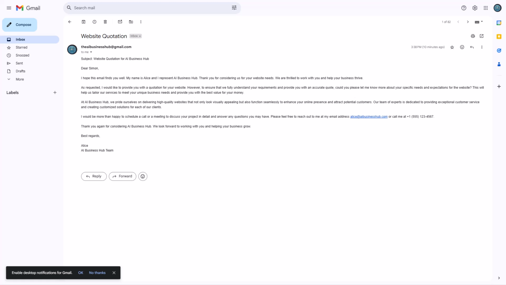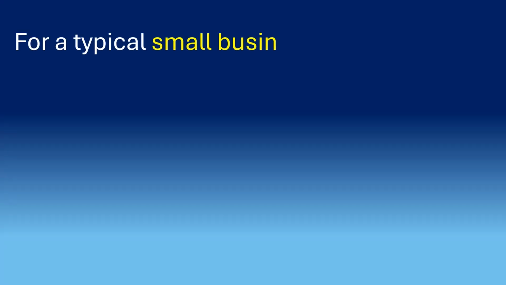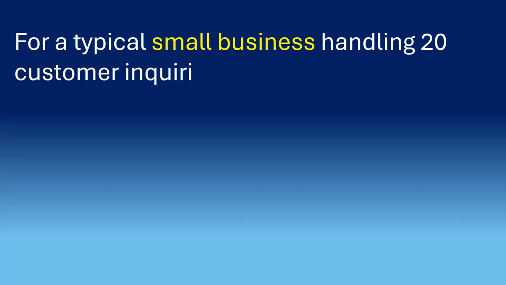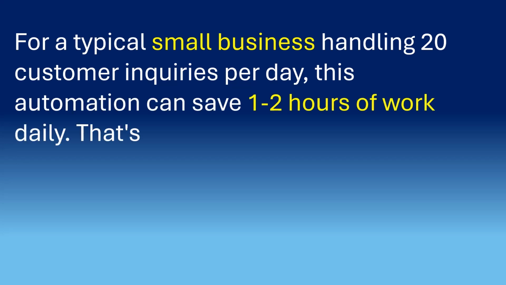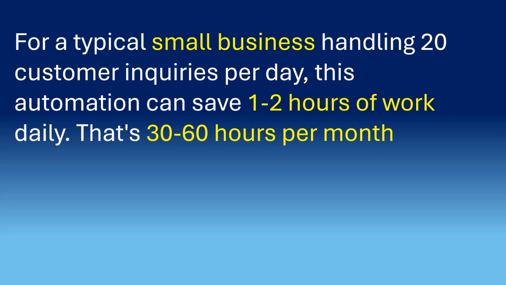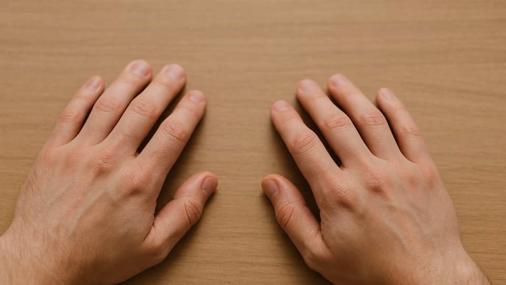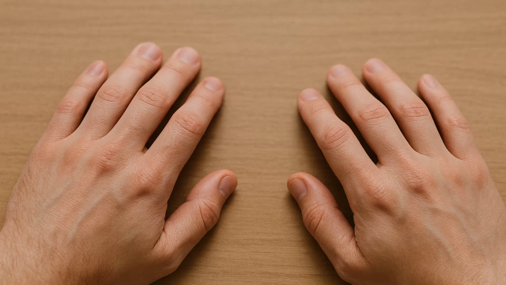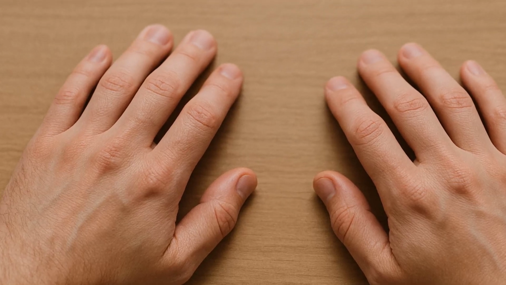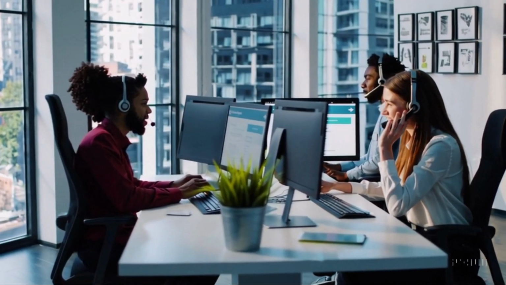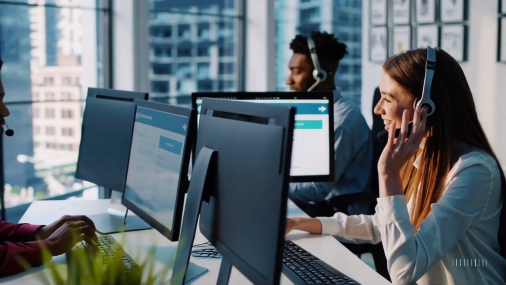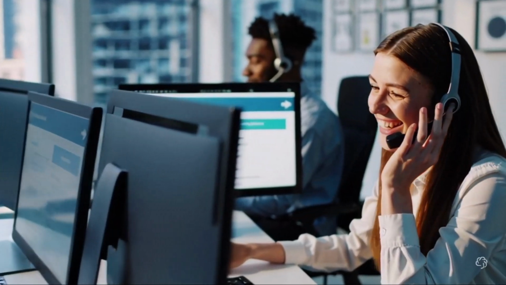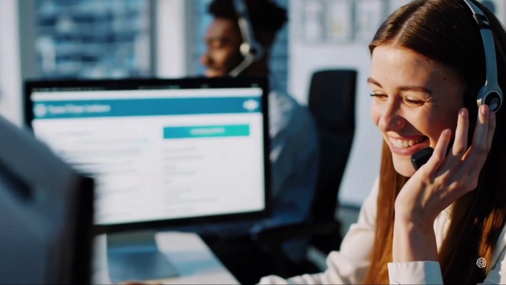Let's talk about the impact this can have on your business. For a typical small business handling 20 customer inquiries per day, this automation can save 1 to 2 hours of work daily. That's 30 to 60 hours per month. The quality remains high because you're using AI that's been prompted with your specific business context, but the process is now completely hands-off. This frees up your customer service team to focus on more complex issues that truly require human attention, while still ensuring every customer receives a prompt, personalized response.